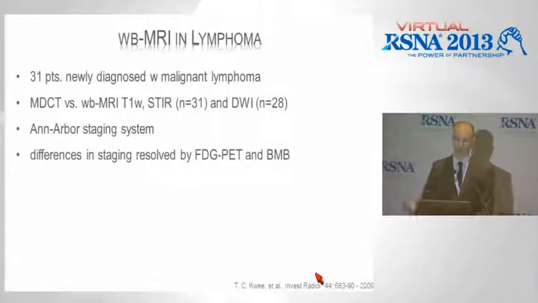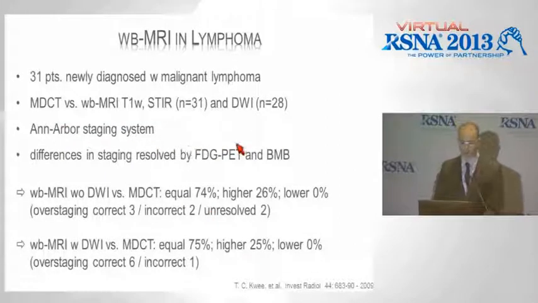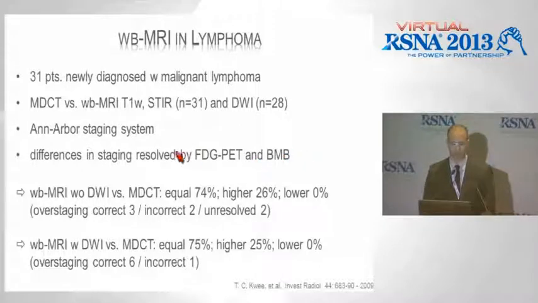Now what about CT that we commonly use versus whole body MRI for lymphoma? In this study, they looked at how it performed in terms of staging the disease, and PET was the standard reference there, or bone marrow biopsy. So whole body MRI without diffusion was quite equal in most cases to CT, but in 26% resulted in a higher stage, which was correct in 3 cases, versus in 4 others was not correct.